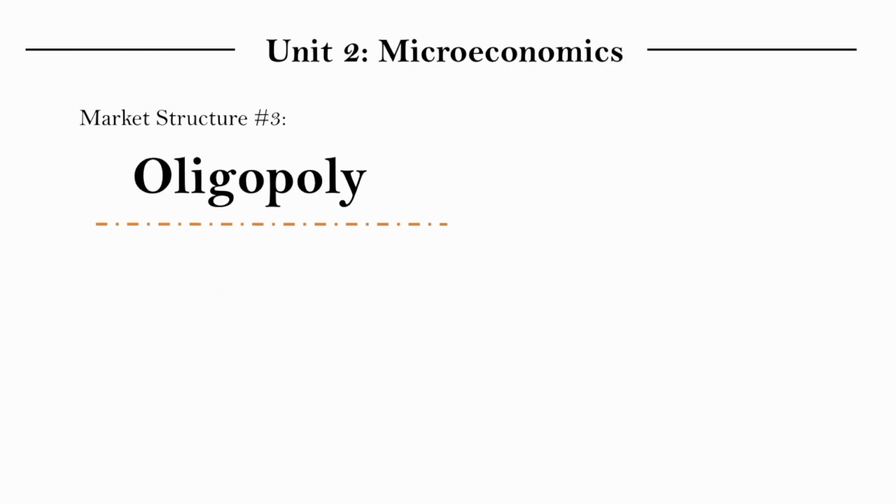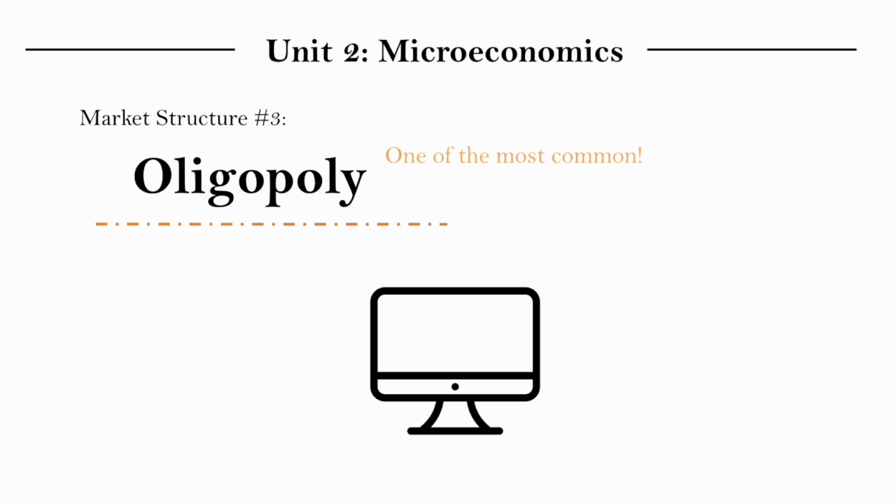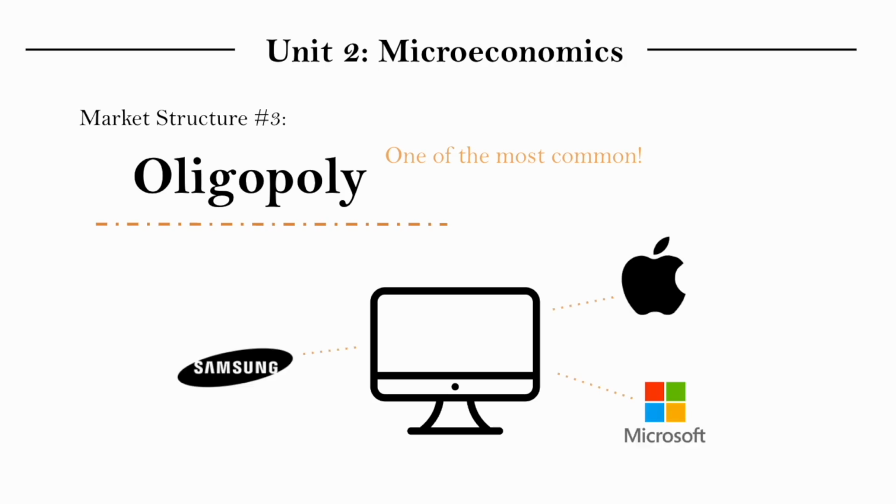An oligopoly is actually one of the most common market structures that we have in the real world. If you think about it, with things like the tech industry, you'll realize that most of the options you have are from a small handful of firms that control the entire market.